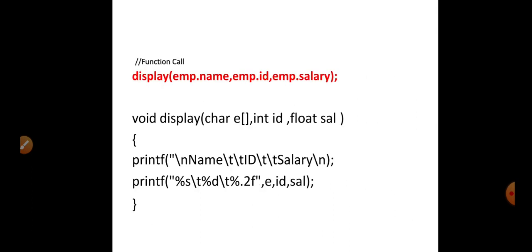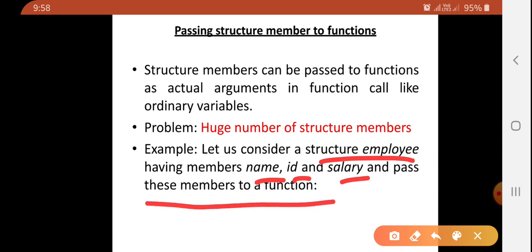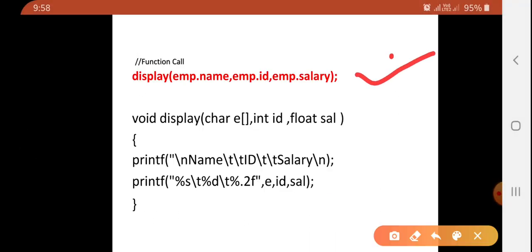Consider we have a structure named employee, which contains name, id, and salary, and we want to pass these 3 arguments to the function. So in order to do this, here is the function call in which we have passed 3 arguments: employee.name, employee.id, and employee.salary.